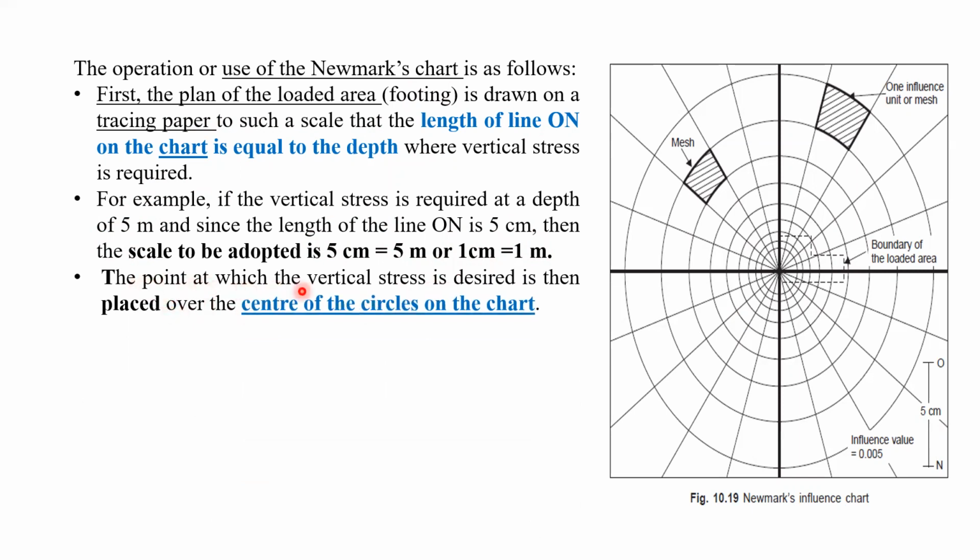The point at which the vertical stress is desired is then placed over the center of the circle on the chart. You can see this is the chart. So what do we have to do? We have already plotted the plan of the footing using this scale on the tracing paper.